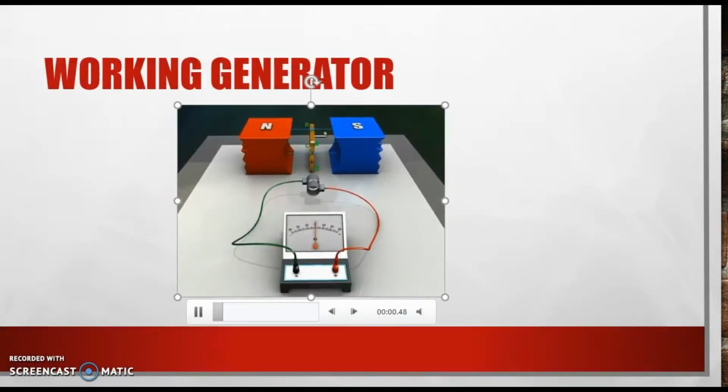So moving on to the working principle of a generator. When both laws are combined, it becomes an AC generator. An AC generator works on the principle of electromagnetic induction. When there is relative motion between a coil and a magnetic field, an electric current or EMF is induced in the coil of an AC generator.